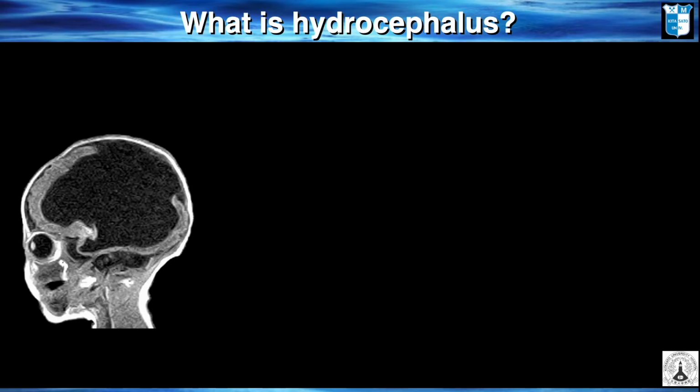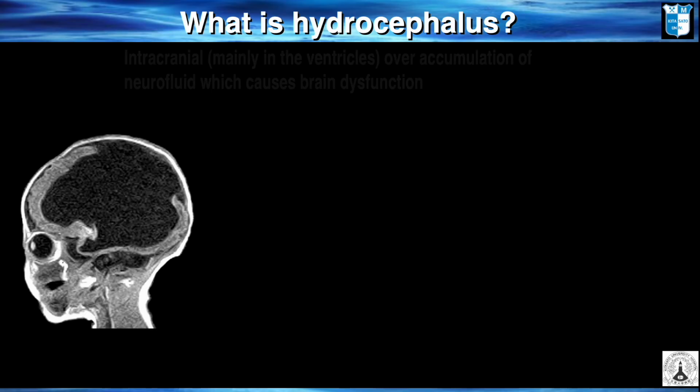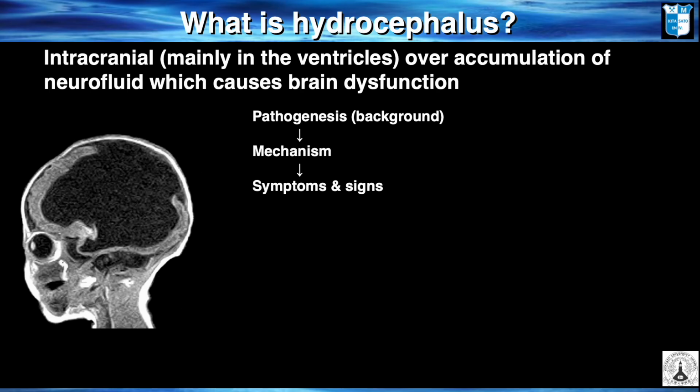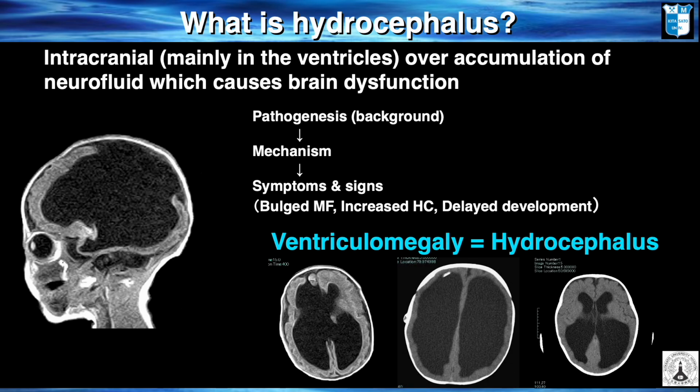So, what is hydrocephalus? The answer is that it's the intracranial overaccumulation of neural fluid, which causes brain dysfunction. There is some background and some mechanisms at work, and then symptoms and signs like these develop. It is important that ventriculomegaly does not necessarily mean hydrocephalus.